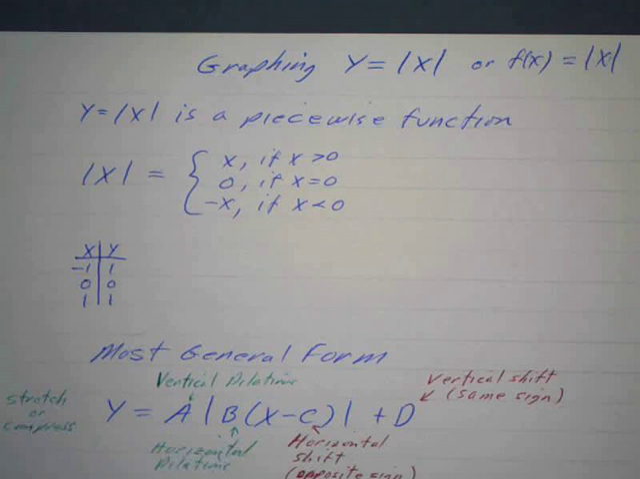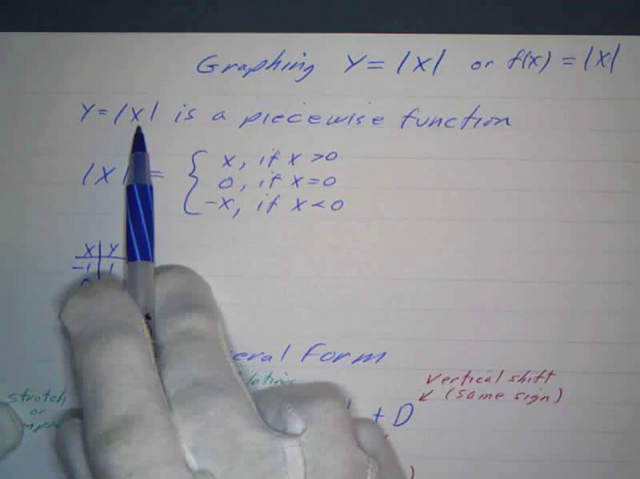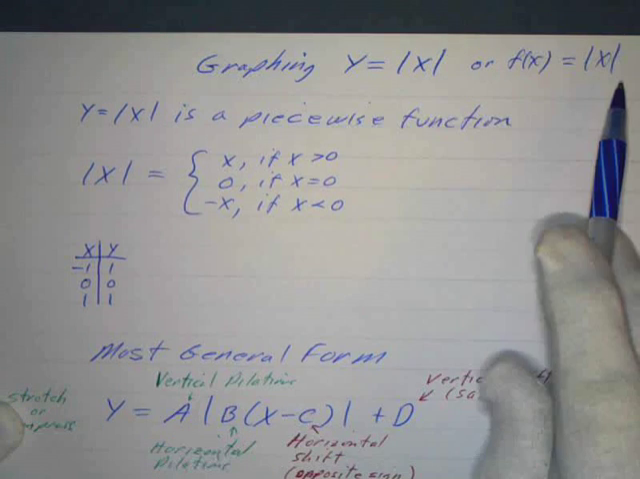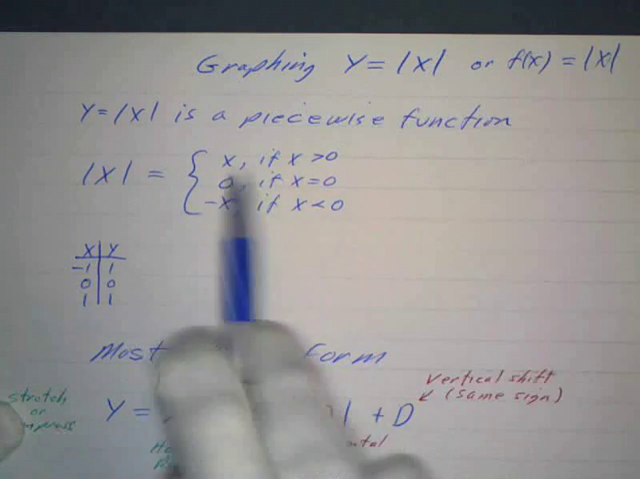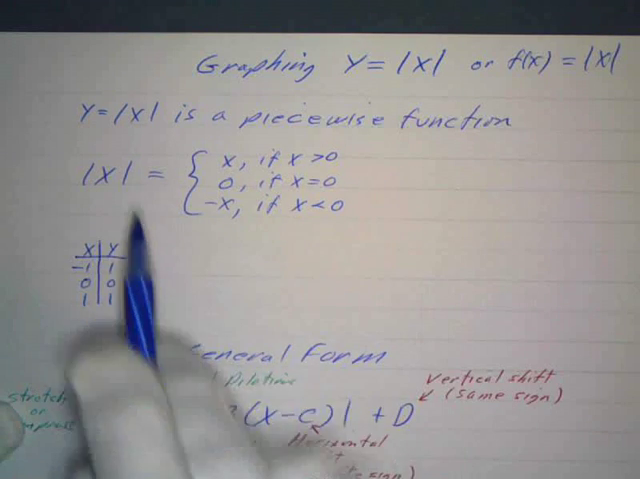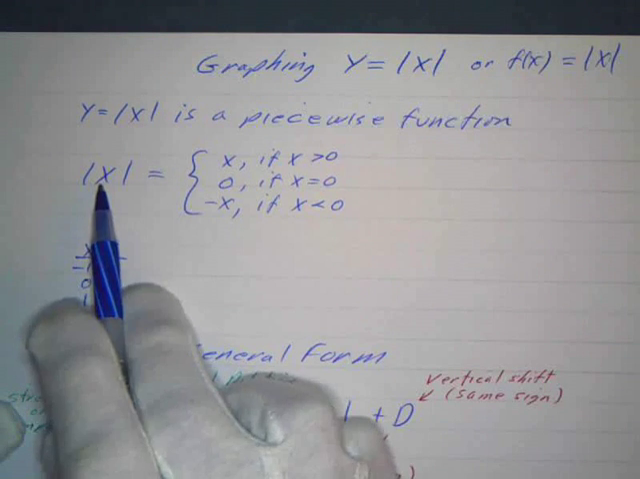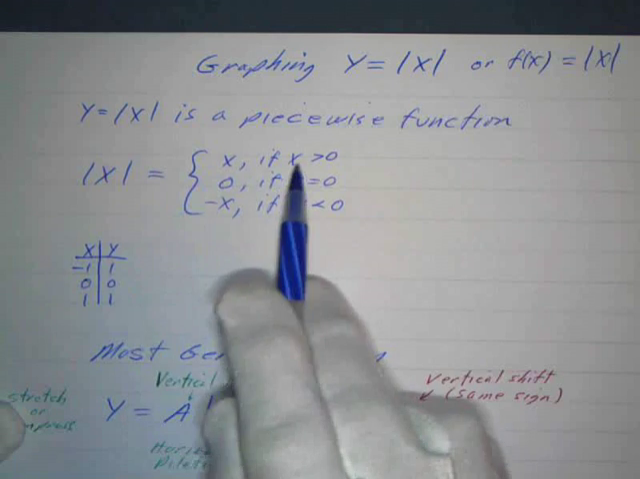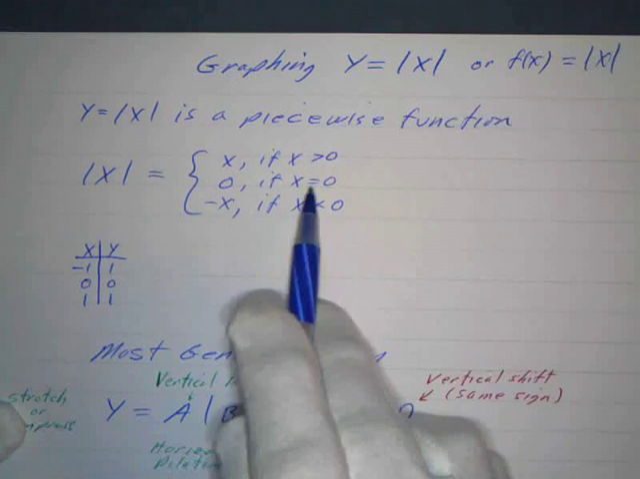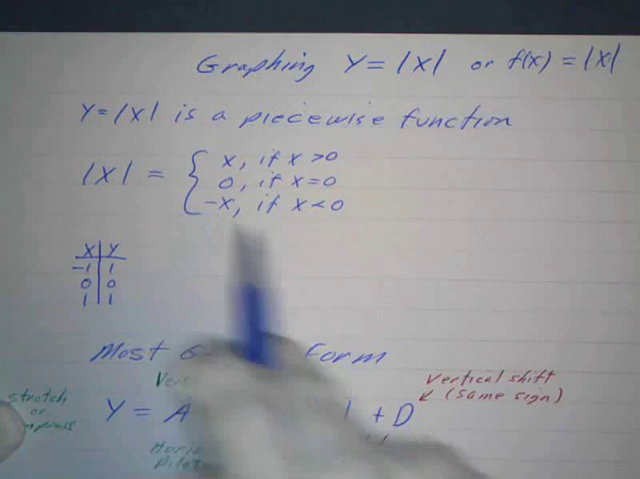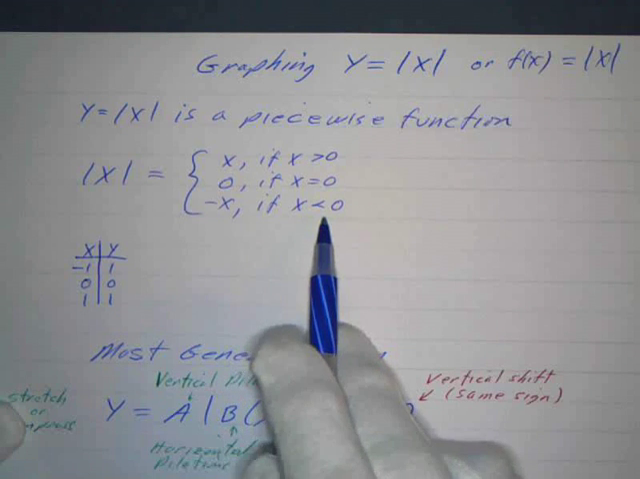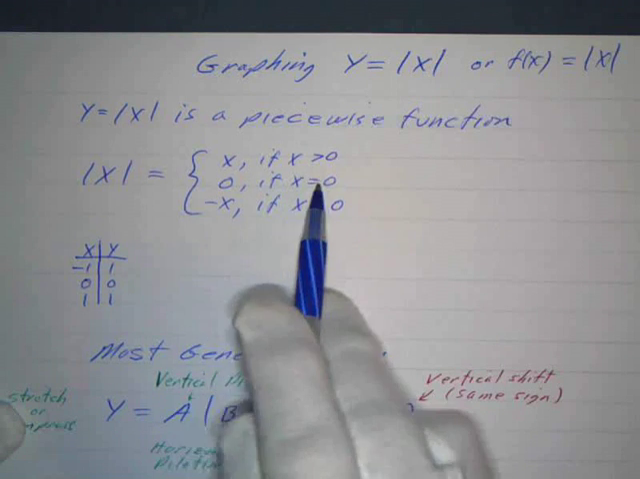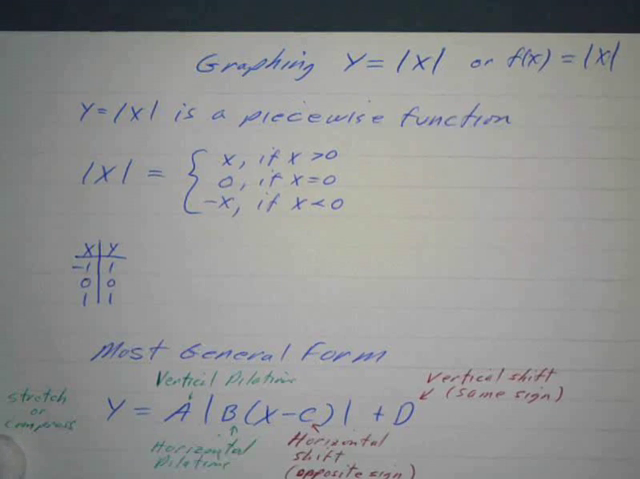Okay, here are a few notes on graphing the absolute value of x. First of all, we just want to go through some basics and realize that y equals the absolute value of x, or f of x equals the absolute value of x, is a piecewise function. In other words, the absolute value of x equals x if x is greater than 0, 0 if x is equal to 0, negative x if x is less than 0. Sometimes we write greater than or equal to 0 and combine these two ideas.